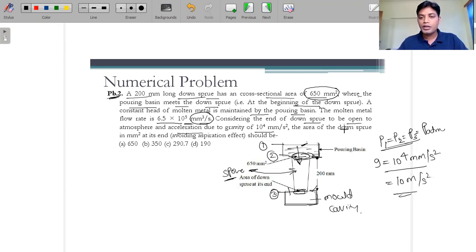Okay, the area of the down sprue in mm square at its end. So here basically it is asking what is the cross section area at this place, at the end. This is the end portion, or exit of the molten material. So at this, what will be the cross section area? Avoiding the aspiration effect, because that's why we are using this taper section, so that the air aspiration effect, or the porosity, when molding, where air becomes a part of this mold cavity, can be avoided. So at that time we want this cross section area. So here four options are given to you.